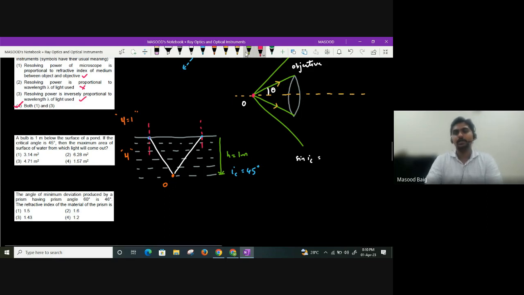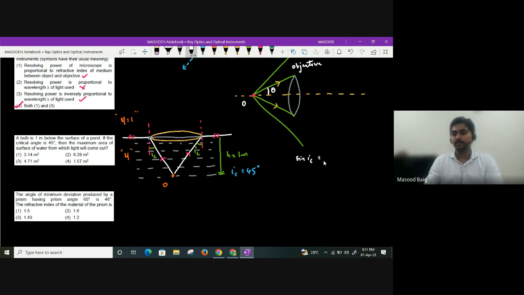Till what angle will refraction take place? Till an angle equal to the critical angle, refraction will take place. Above this angle, there will not be any refraction. At this angle, what will happen to the refracted ray? It will graze the surface. Is this clear, all of you? Then they are asking for the maximum area of the surface of water from which light will come out. We have done this question also. Light will be able to come out through this much area.